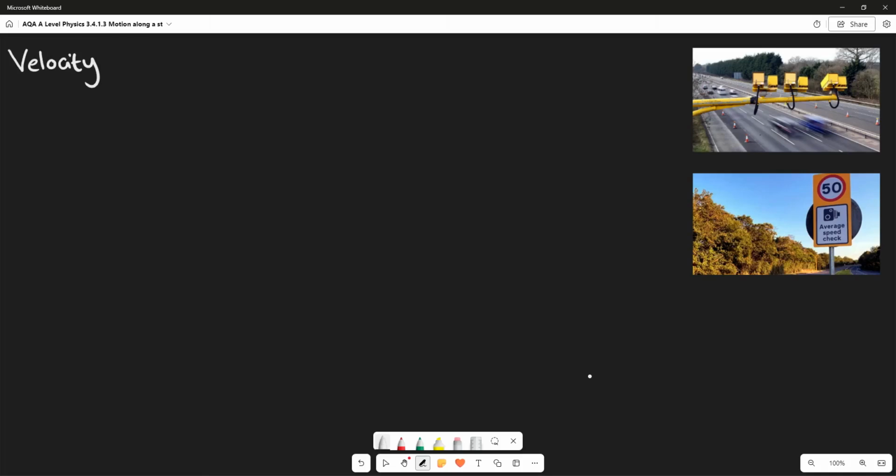Welcome to motion along a straight line. So we know that velocity is the rate of change of displacement. Displacement being a vector quantity that is a measure of distance in a straight line. Time is a scalar.